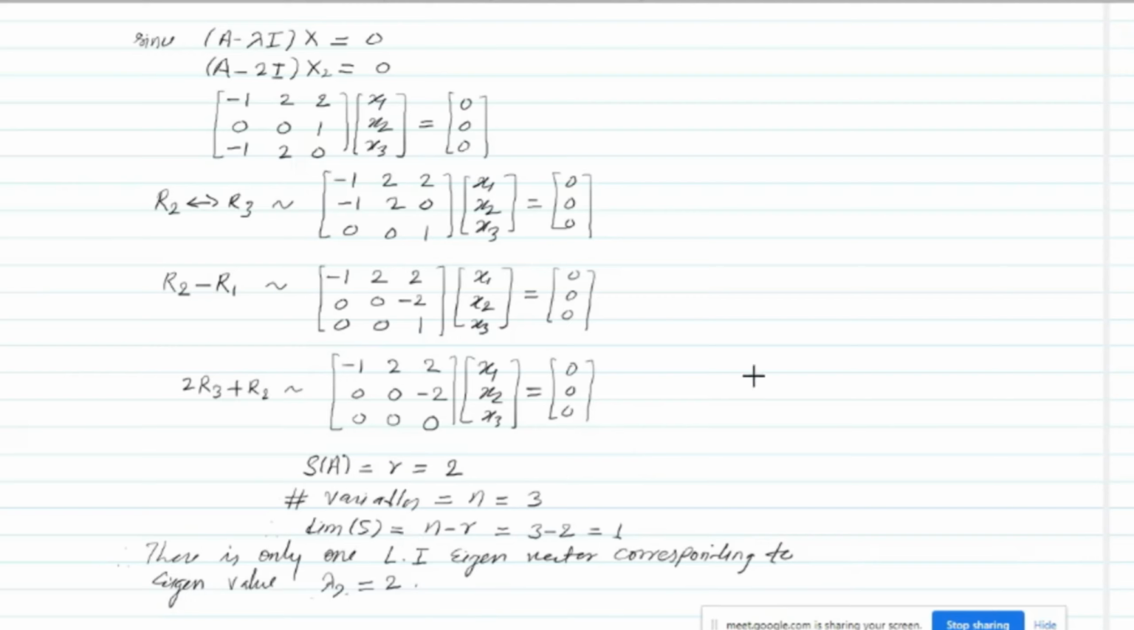So let us find it. Just multiply this. First row with the first column: this is x1 plus 2 times x2 plus 2 times x3, which is equal to 0. And here, multiplying: 0 x1 plus 0 x2 and minus 2 times x3 equal to 0. Now we have a system of two linear equations.